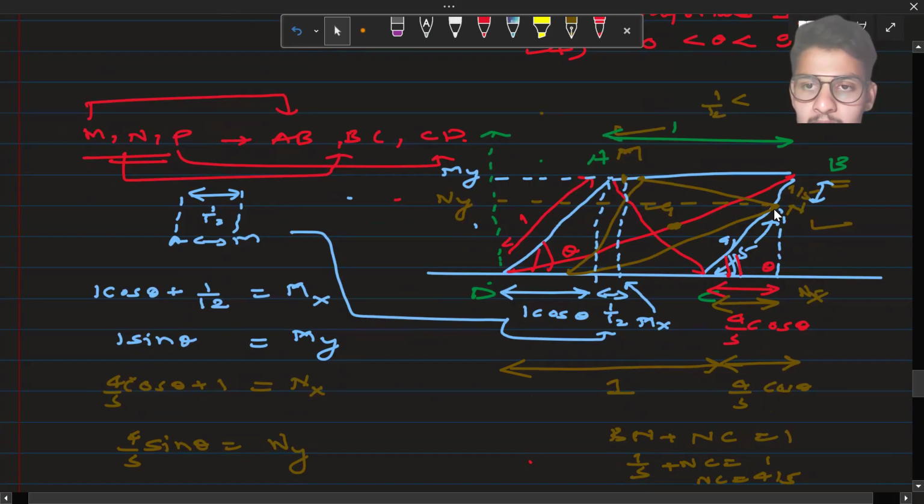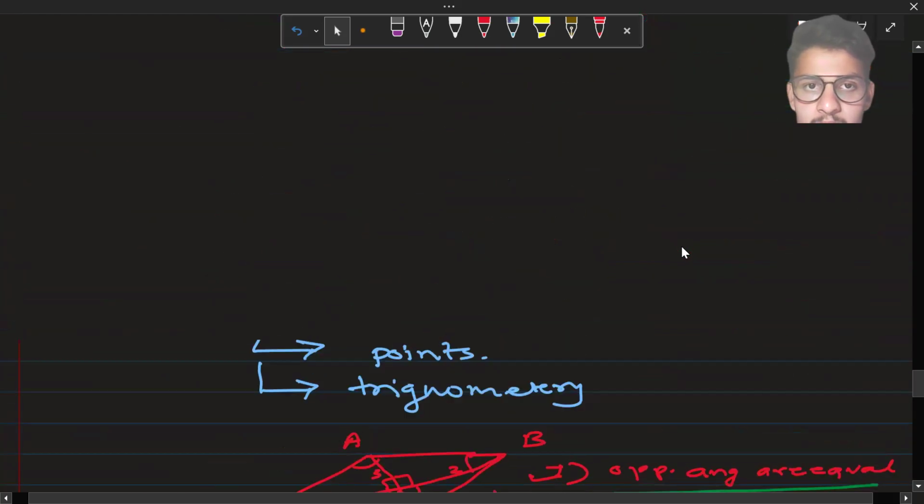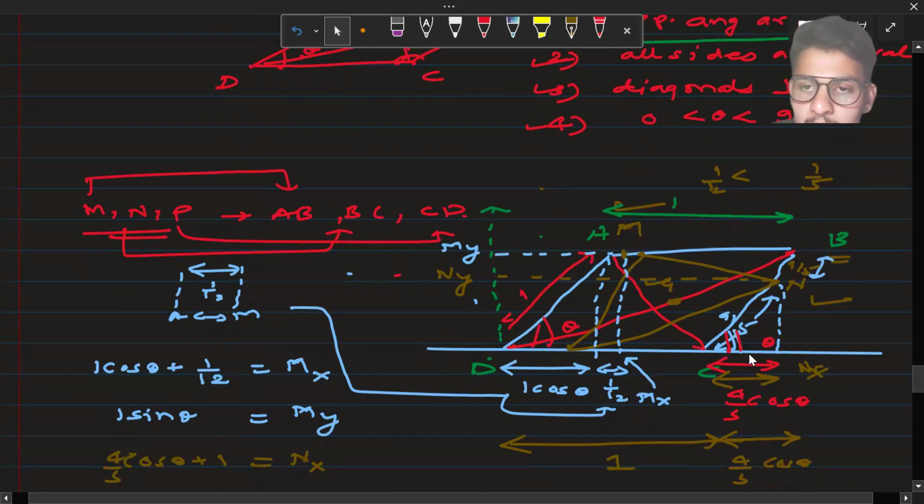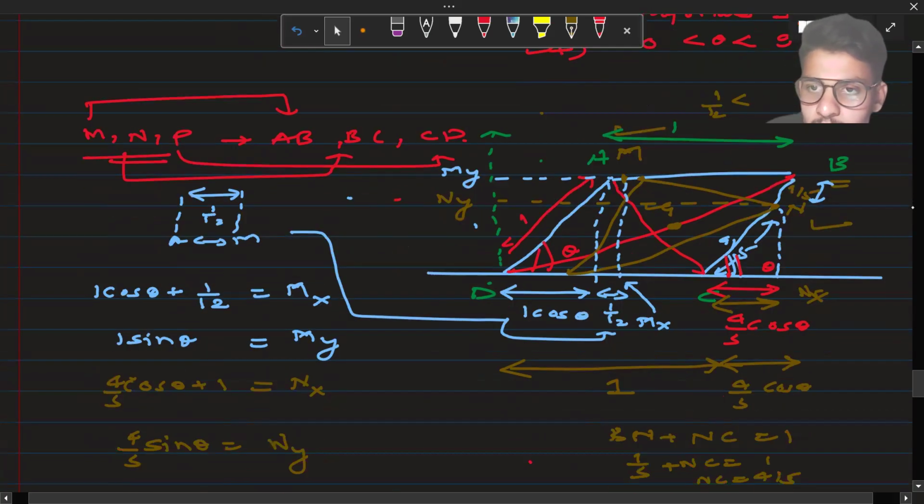Now for Nx, I will calculate the NC by subtracting the BN. BN is given as 1/5 in the question. You can see that BN is equal to 1/5 unit. So 1/5 subtracted from the 1 will give us 4/5, and 4/5 is CN. You can see here, this is N and this is C, which is hiding behind the arrow.